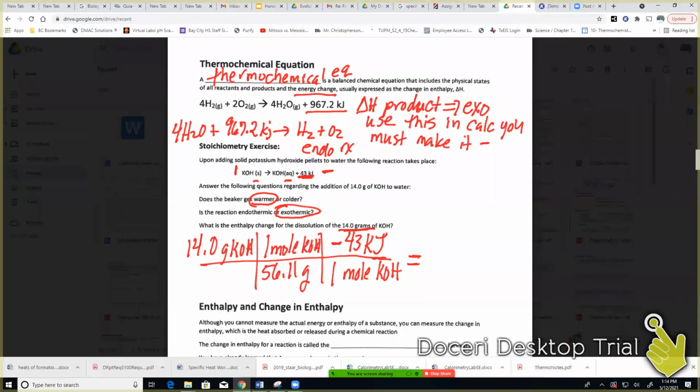Since that was on the product side, that meant it was exothermic. So whenever I took it out to use it in a calculation, I had to give it a negative value. So now we just multiply across. And that 14 is going to dictate my 3 sig figs. And it's going to have a negative sign, obviously. So I got 10.7. Is that what y'all got? Kilojoules.